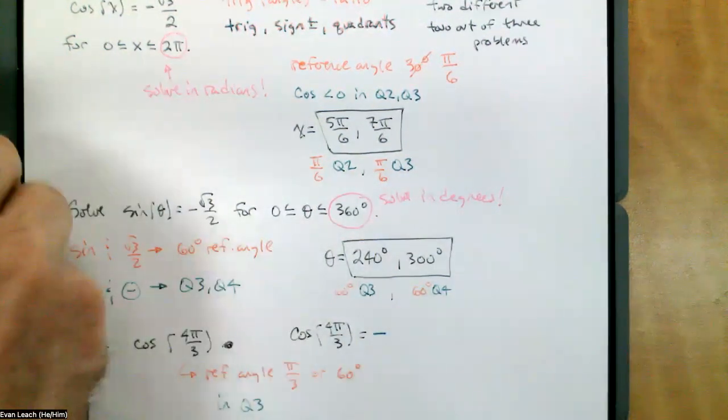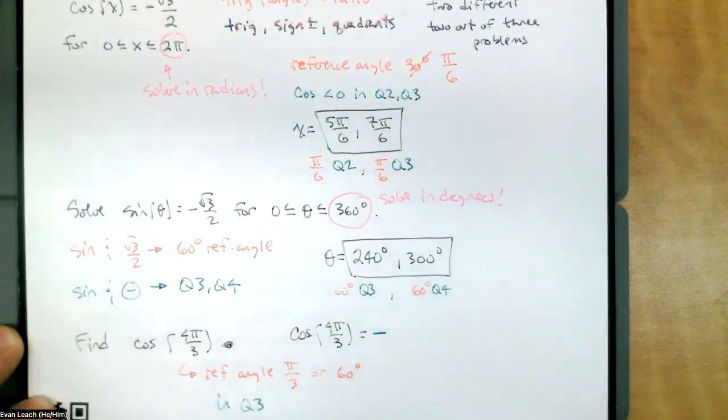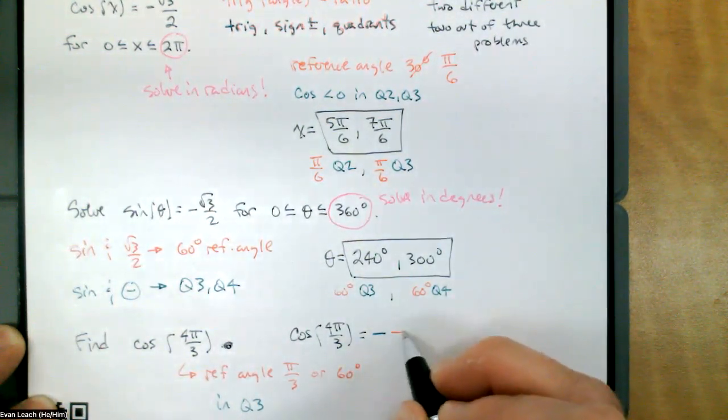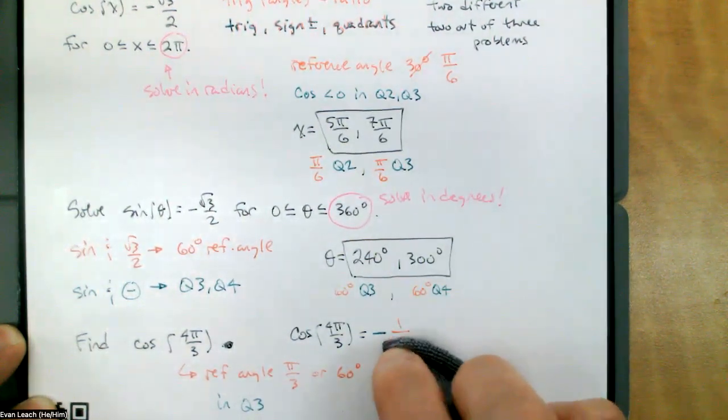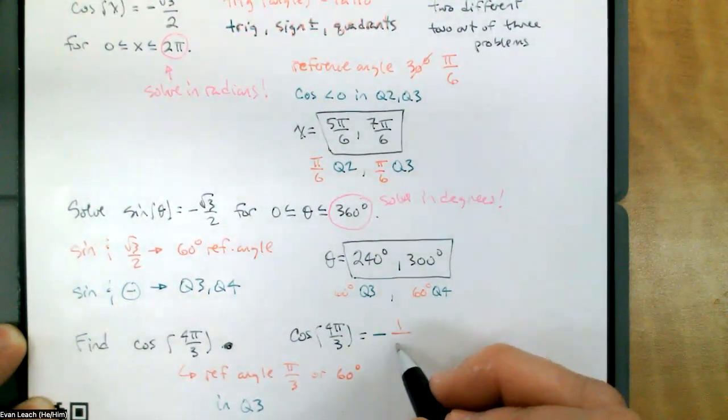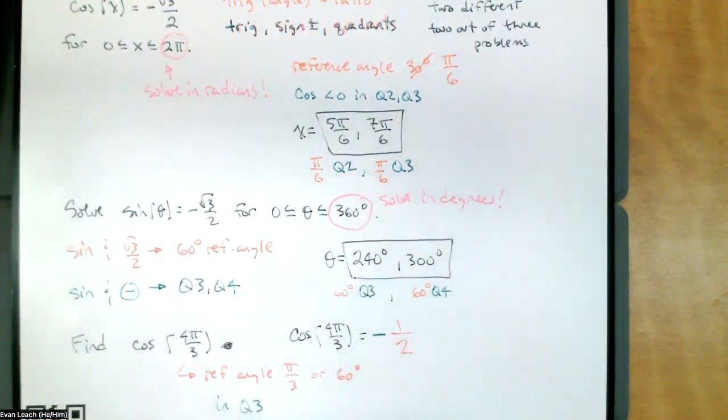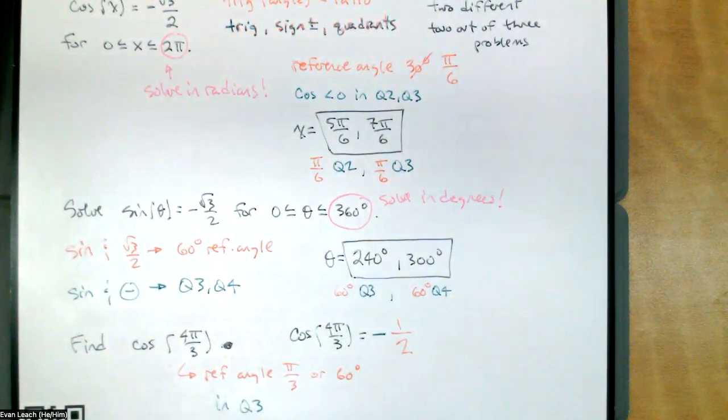Negative for quadrant 3. And what is the cosine of 60? Oops, I spelled 2 wrong. I wrote 2 upside down. The ratio we get from cosine and the reference angle, the sine plus or minus we get from the cosine and the quadrant. We know we're in quadrant 3, so we're going to have a negative value. And we know we're going to get a 1/2 because the cosine of 60 is 1/2.